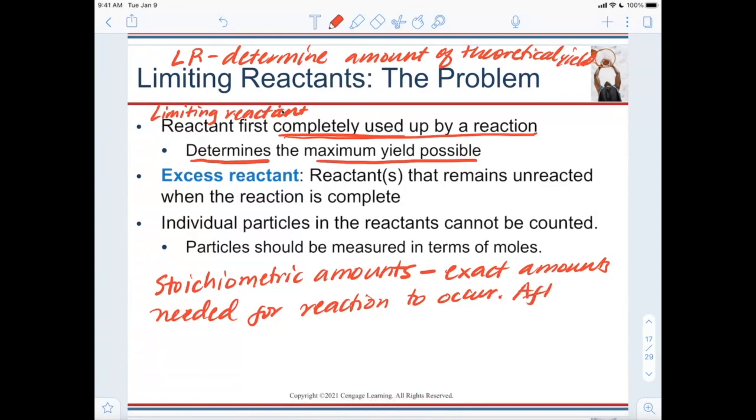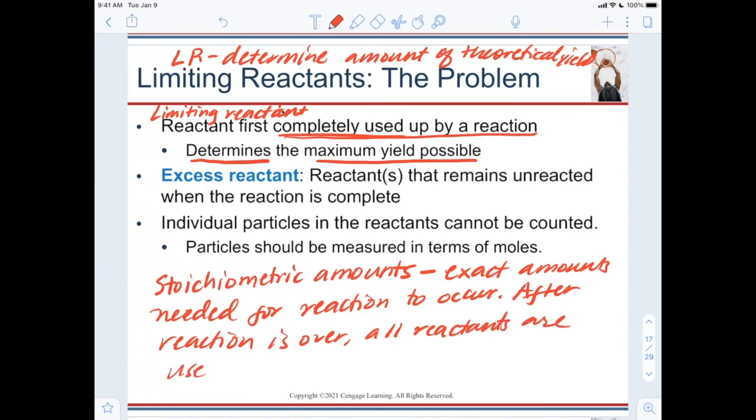So I'll say here, after the reaction is over, all reactants are used up. Essentially, both reactants get used up. Nothing is left over. There is no waste. So if you were asked to design experiments where there's zero waste, you want to have that in mind. No waste, no excess, no limiting.